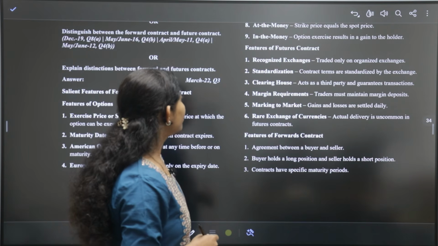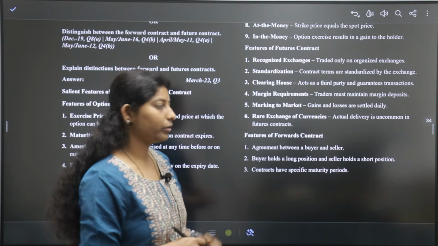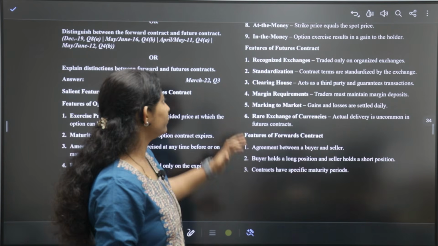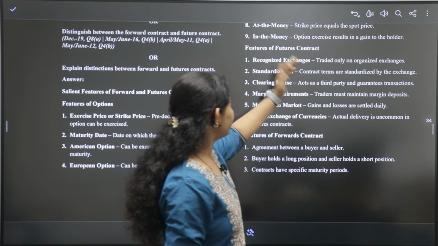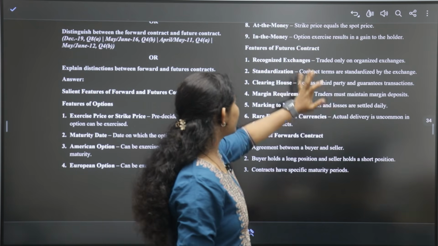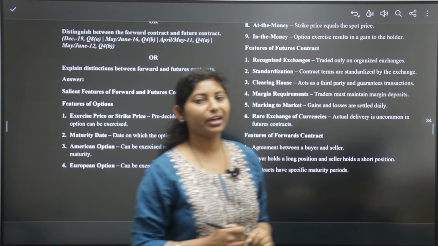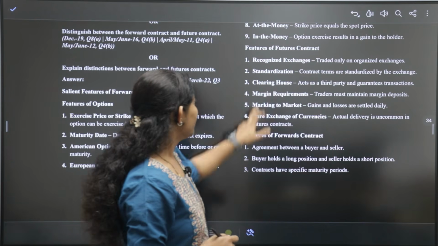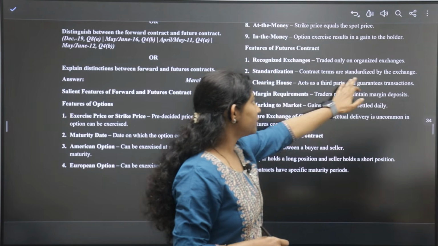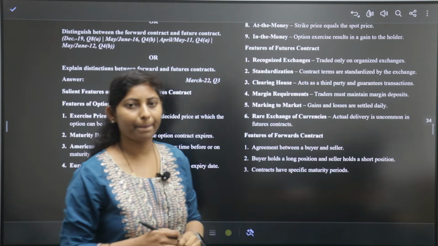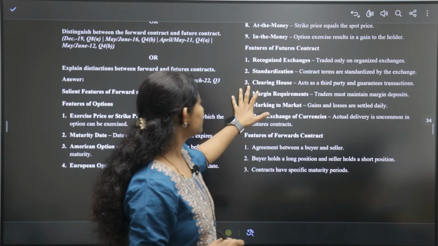Next, we can go to the features of the futures contract. We discussed the forward contract; now the features of the futures contract. First, a recognized exchange: traded only on an organized exchange. Standardization: contract terms are standardized by the exchanges. So this is the standardization.